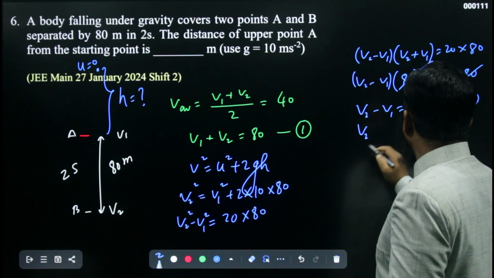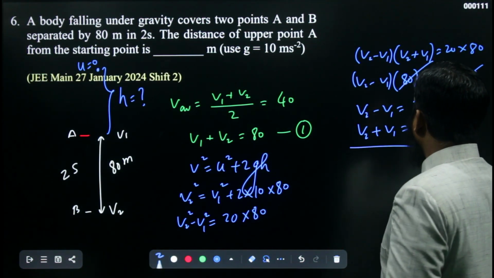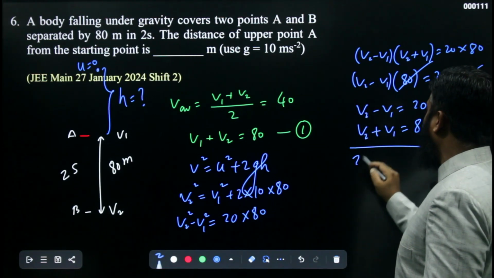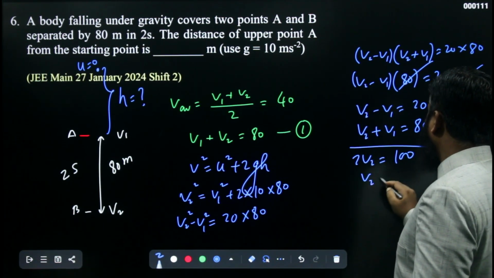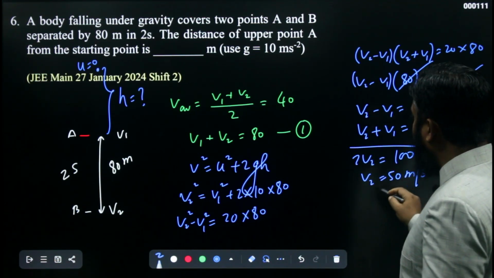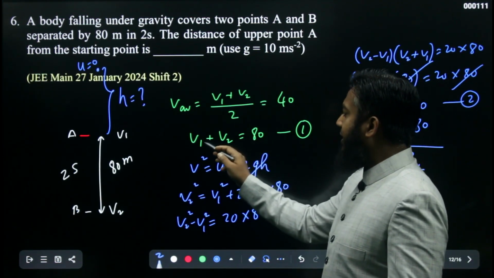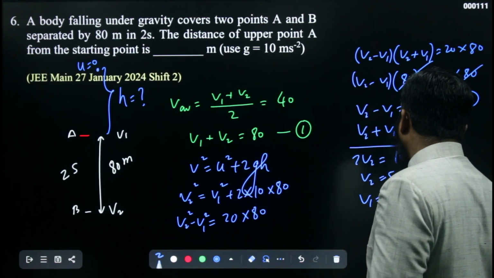So now let's write first equation, that is v2 plus v1 is equal to 80. So if we add these two equations, 2v2 is equal to 20 plus 80, 100. So v2 is equal to 50 meter per second. Now if v2 is equal to 50 meter per second, certainly v1 is equal to 30 meter per second.